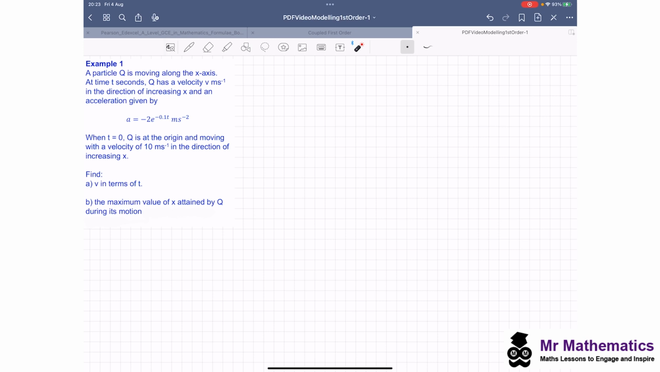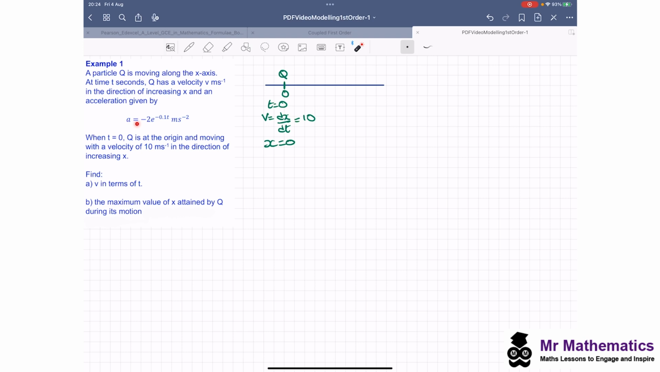So with questions like this, the best thing to do is to start by drawing a diagram. So we have our x-axis, and we're told that when t equals 0, Q is at the origin. So we'll say this bit is the origin, and here's Q. And at the origin, we have t equals 0, and we're also told that Q is passing through with a velocity of 10 meters per second. So v, which is also dx by dt, is equal to 10. And because Q is at the origin at this point, we also know the displacement is 0.